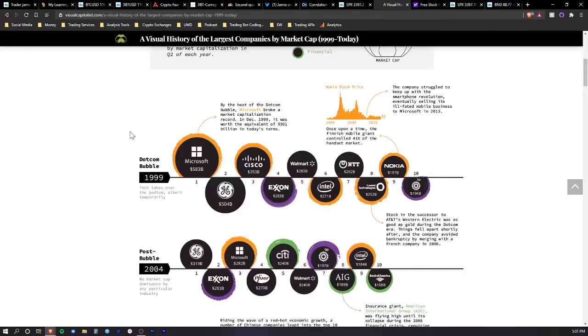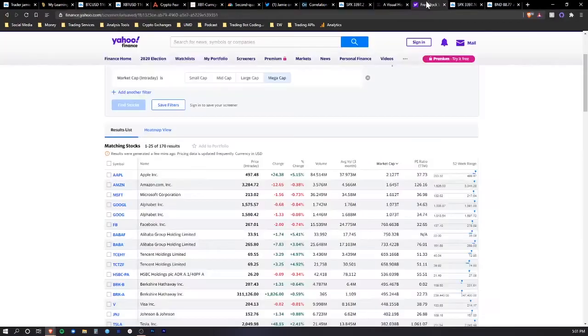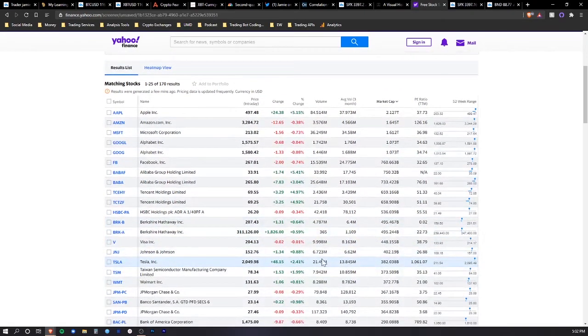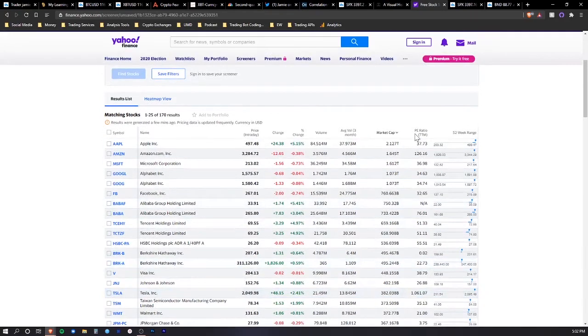So I'll show you the dot-com bubble, the top 10 companies in the world, a handful of them were tech companies: Microsoft, GE, Cisco, Intel, Nokia, Lucent, I don't know what that is. So the majority of them were tech companies. Now let me pull up the top 10 companies right now. 2 trillion, 1.6 trillion, 1.6 trillion, 1 trillion, 1 trillion. They're almost all tech companies, besides Berkshire Hathaway and HSBC Holdings. Tesla, 1,000 PE ratio. This is just getting absurd to me.